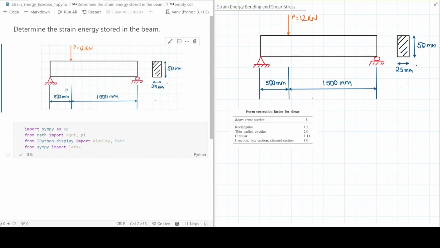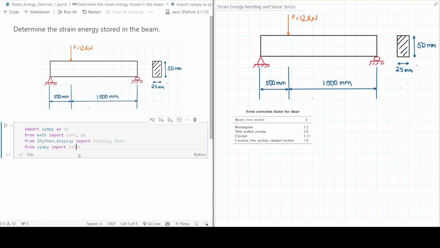So I have on the right here, where the cursor is, the Python environment, and here on the left is my notebook. So we have the same figure of the beam. We have 12 kilonewtons applied to a 2-meter beam, and that beam has a rectangular cross-section of 25 millimeters in width and 50 millimeters in height. Here on the bottom, there is a form correction factor for shear, and this pertains to the method we're going to use to estimate the strain energy due to shear action. It's the same figure I have here in Notebook and in Python.